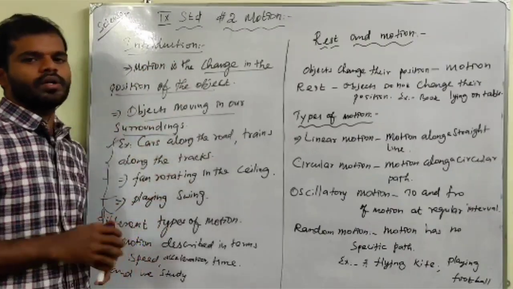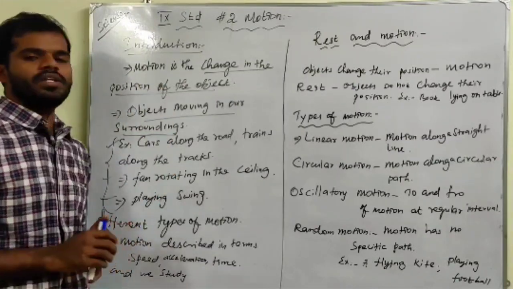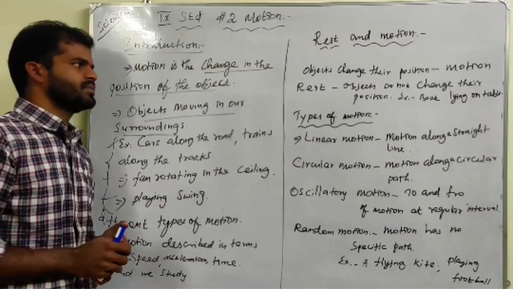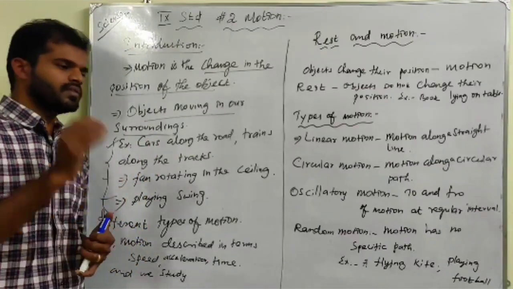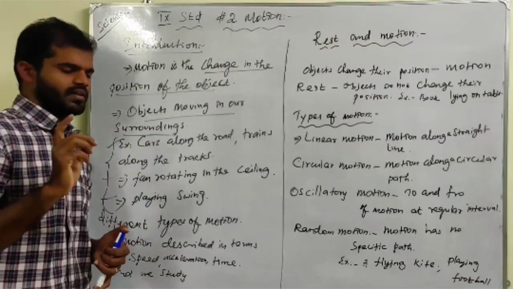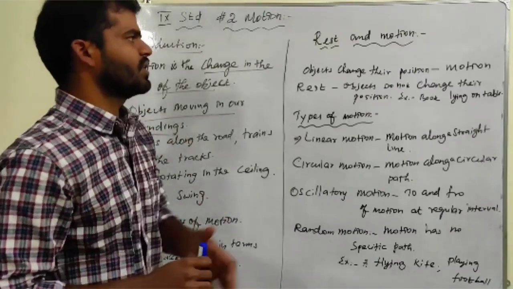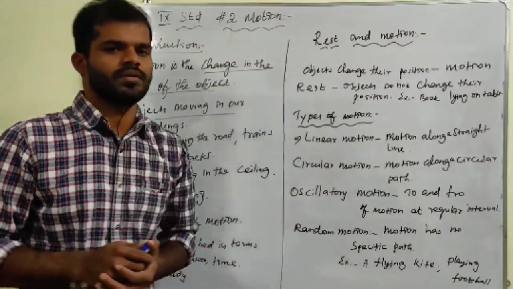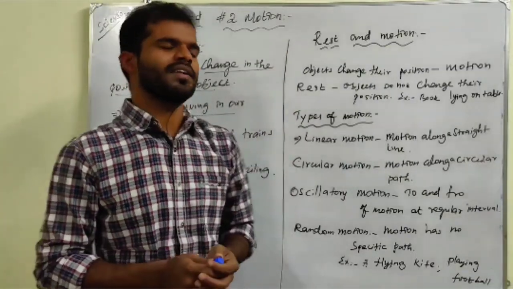So before we go into the lesson, we should know the meaning of motion. Motion is nothing but change in the position of the object. So any object that you see in the universe is actually in motion, because the Earth is rotating around the sun. Okay, that is the reason. So the next one is rest and motion. The first topic that we are going to discuss, a very important topic, is rest and motion.